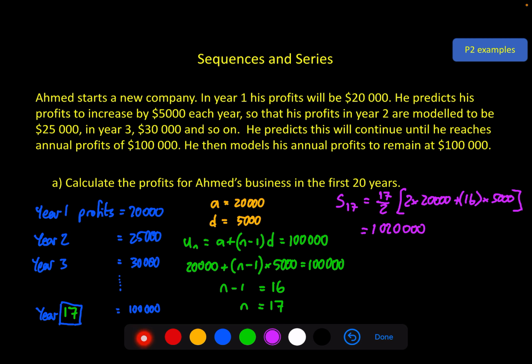But that's not the total profits up to 20 years, that's up to 17 years. And when we hit this point, we just add 100,000 for each remaining year. So the profits for 20 years is equal to 1,020,000 for the first 17, plus 18, 19, 20, so there's 3 more years, and each of those has 100,000 each. So that's 300,000, so that's 1,320,000.